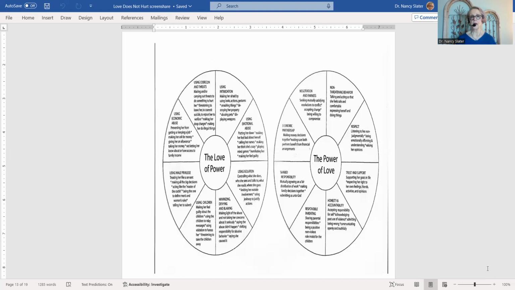The power of love. Using coercion or threats, I'm at the top left now. Negotiating and fairness. In the power of love, there's going to be arguments. There's going to be conflict. But there's a way to work through those things through negotiation and fairness, through mediation instead of manipulation.